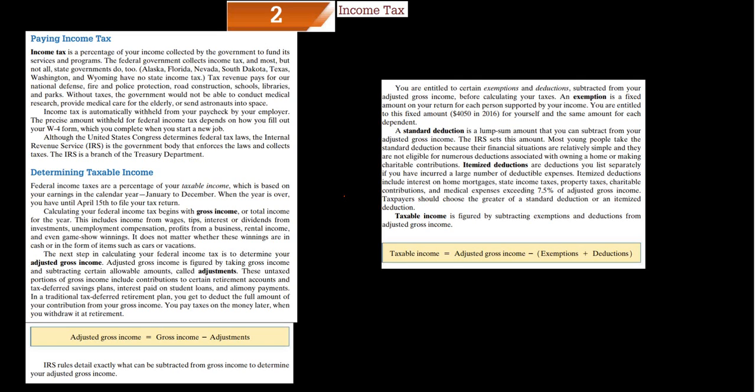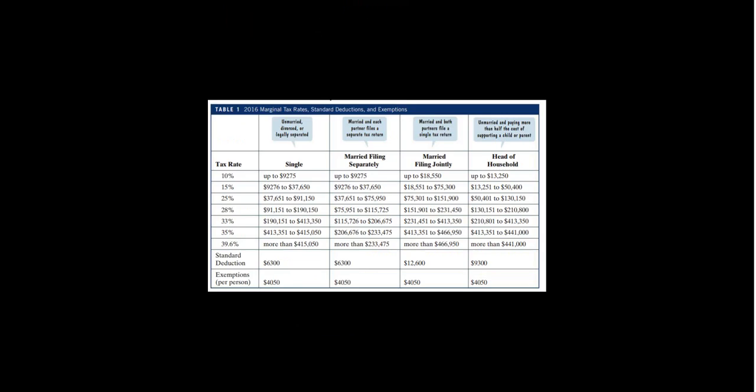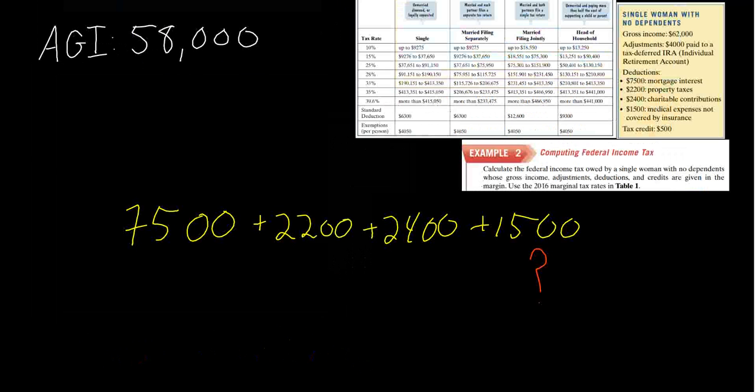Okay, so let's go back and figure out 7.5% of adjusted gross income, real fast. If my adjusted gross income is 58,000, what is 7.5% of 58,000? Times 0.075 is 4,350. So my medical expenses have to exceed 4,350 for me to be able to use them in my itemized deduction. Well, 1,500 is not greater than 4,350, so we cannot use that as a deduction.